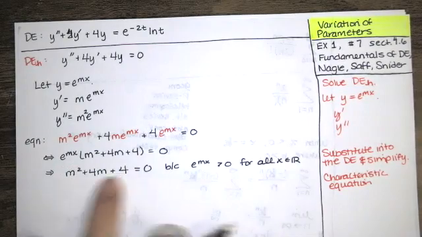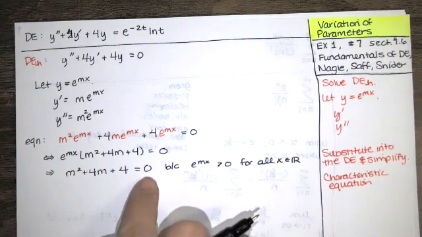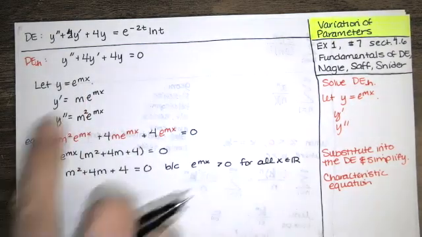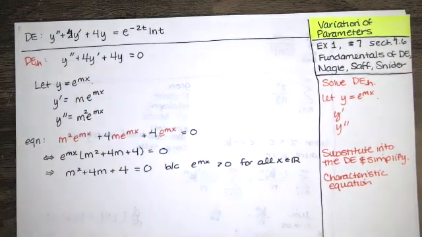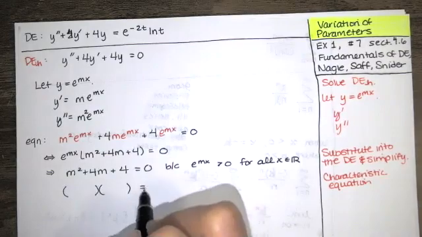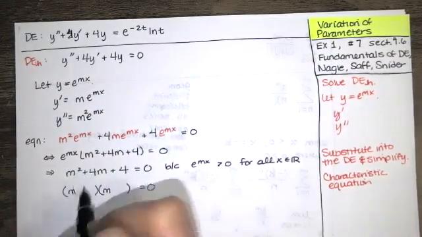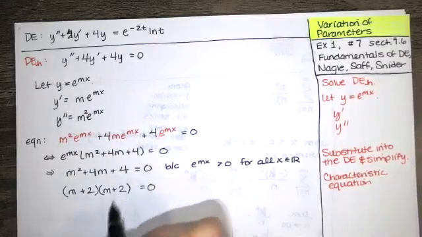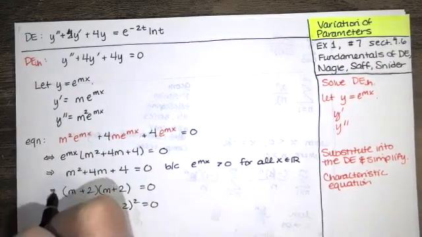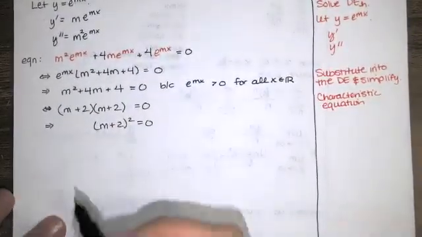So if you can find the values of m that cause this polynomial function to equal 0, then you can find functions that satisfy this differential equation. So we'll solve this by factoring. Two numbers that multiply to give me 4 that add to 4 are 2 and 2. So that's m plus 2 squared equals 0.